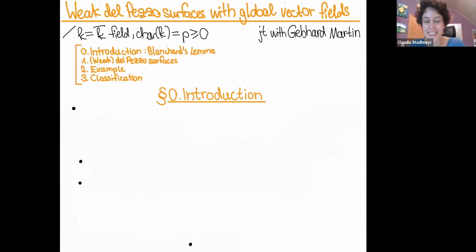My talk will be about weak del Pezzo surfaces with global vector fields, which is a joint project with Gebhard Martin, in which we gave a complete classification of weak del Pezzo surfaces with global vector fields over an algebraically closed field of arbitrary characteristic. In this talk, I'm going to explain the methods of our classification, first abstractly, and then in an example where we already encounter exciting phenomena.